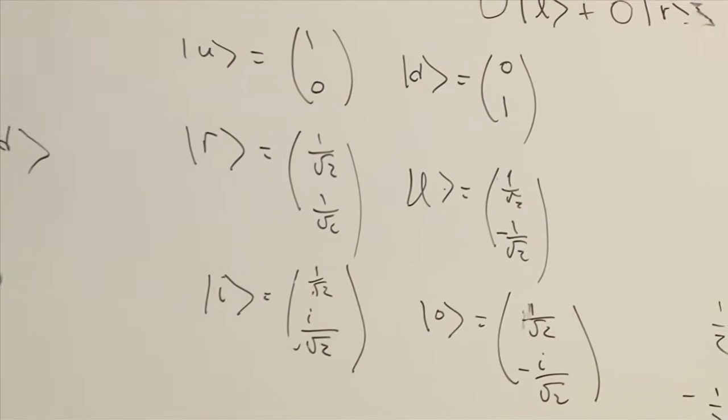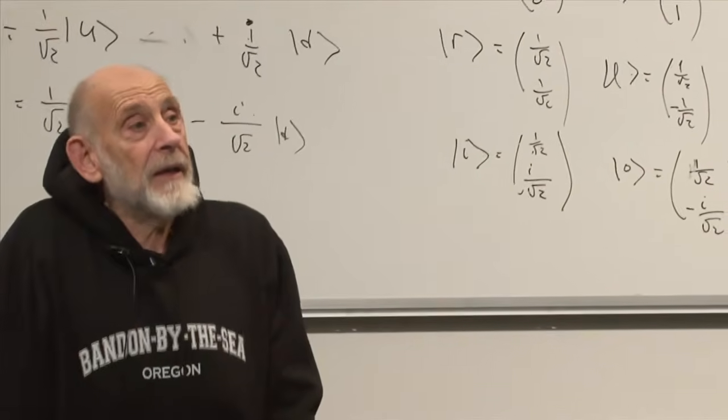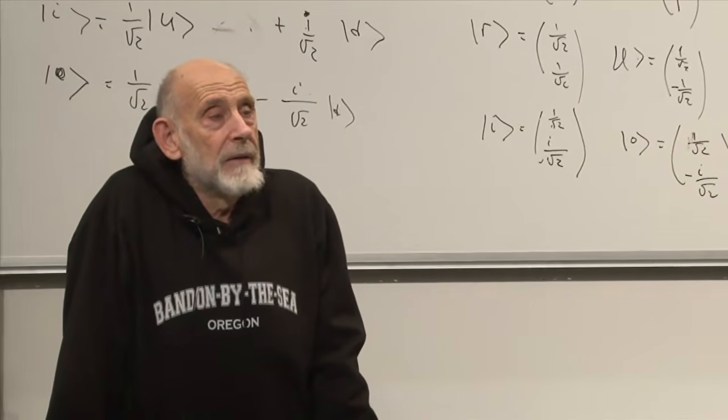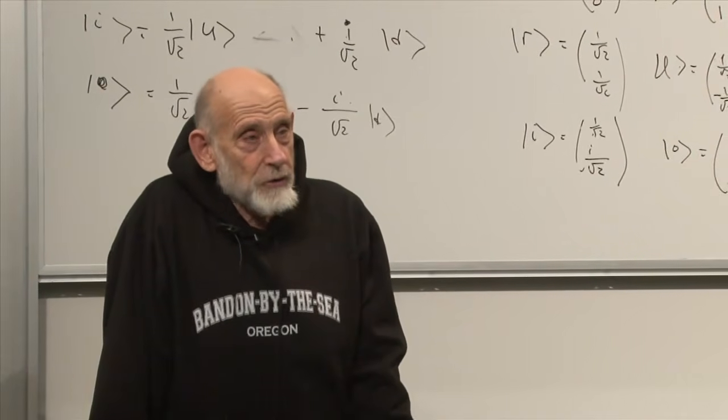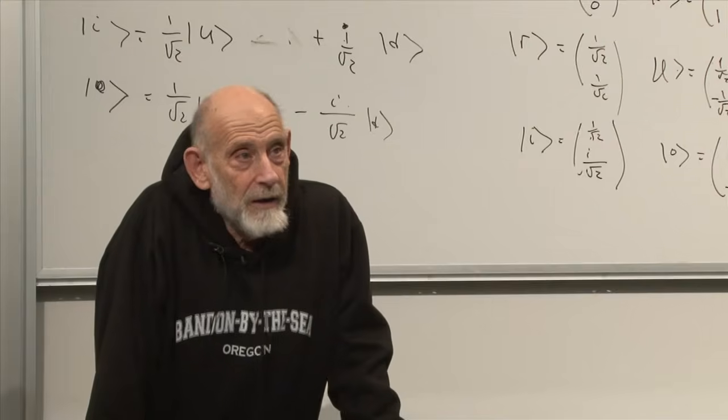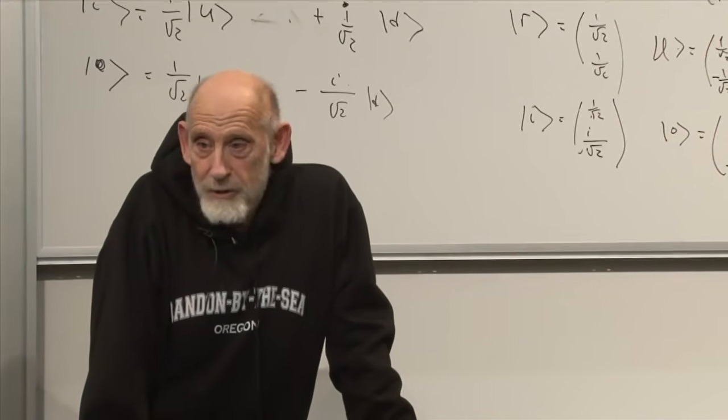Why isn't i times i equals i squared? Say it again. i times i is not i squared. The definition of i is that it's the square root of minus 1. So i times i is always minus 1.